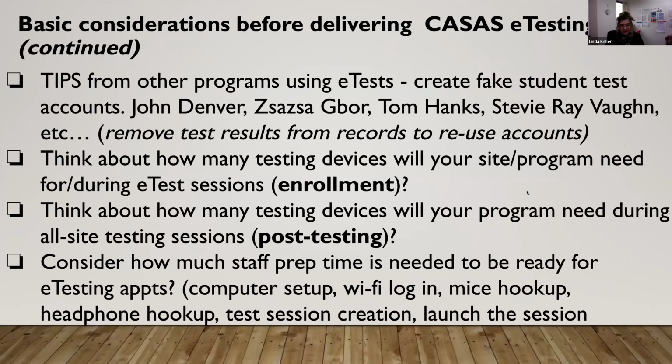So, other tips that I added here, just like I said: create some fake student test accounts so that you can kind of play with it. We have John Denver, Jaja Gabor, Stevie Ray Vaughan. One of the things that I've learned is if you use those fake student accounts, you just delete the test results from those records and then you can reuse them. John Denver is 5 ones in a row. Jaja Gabor is 11112. Tom Hanks is 11113. So we use badge IDs for students to log in. That seems to be the simplest method for student login.